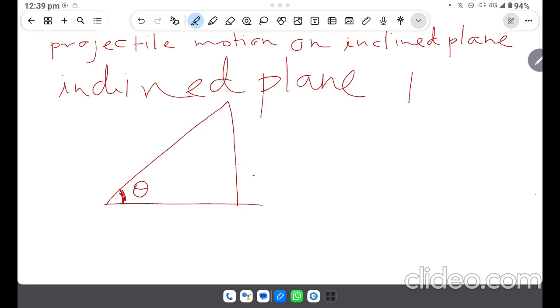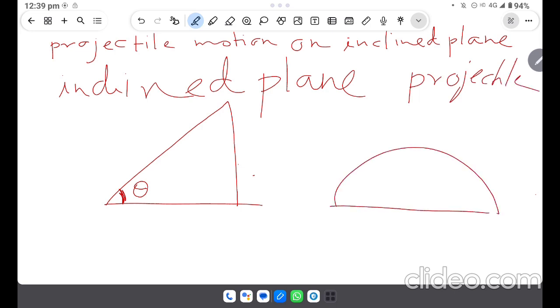And the projectile motion is like this. That means if we are throwing any stone or ball with an initial velocity u making an angle alpha, then we can say that the motion will look like a parabola. The path of the motion will be a parabola. So we are combining both of this one and this one.